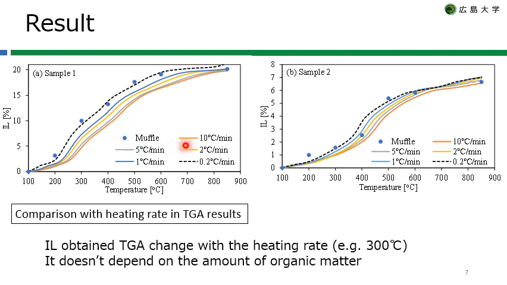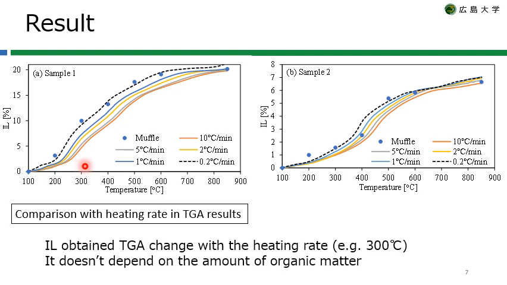The other results show the TGA with each heating rate. The left figure shows the sediment with much organic matter. The right figure shows the sediment with little organic matter. First, I discuss the TGA results with different heating rates. You can see the IL obtained by TGA changes with the heating rate.